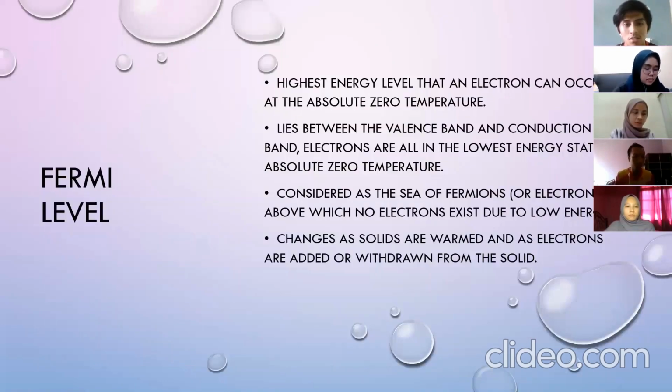By definition, Fermi level is the highest energy level that an electron can occupy at absolute zero temperature. Fermi level lies between the valence band and conduction band, where electrons are all in the lowest energy state at absolute zero temperature. So Fermi level is also considered as the sea of fermions or electrons, above which no electron exists due to low energy. And the Fermi level changes as solids are warmed or electrons are added or withdrawn from the solid.